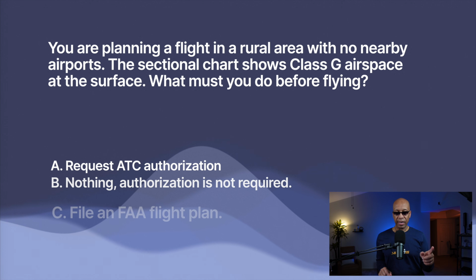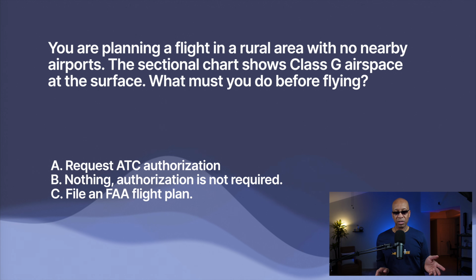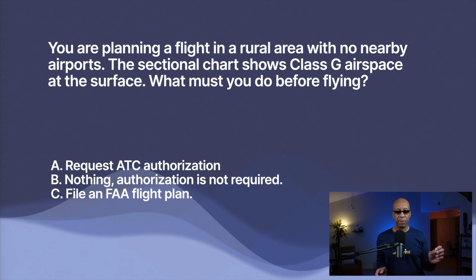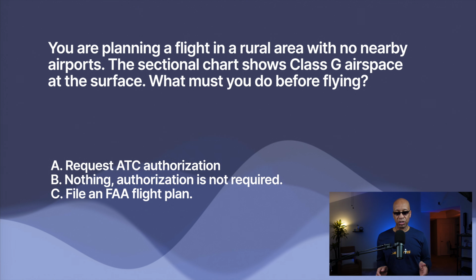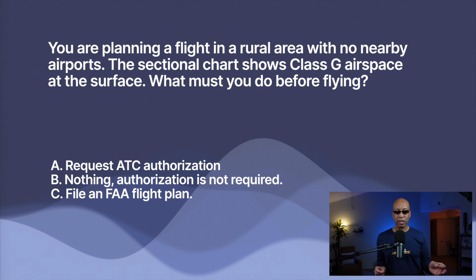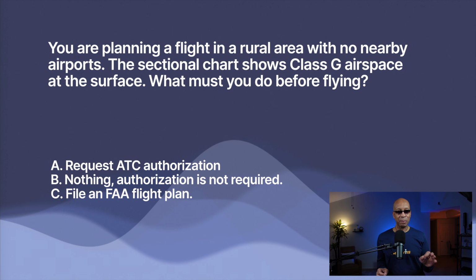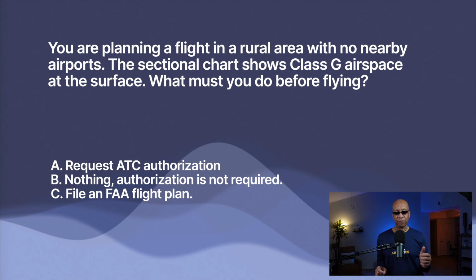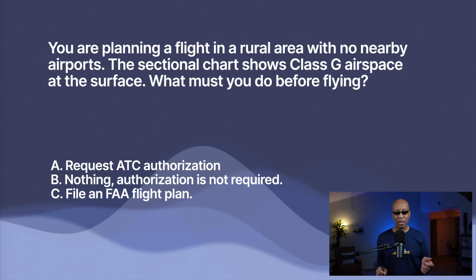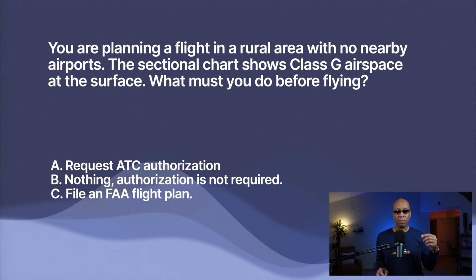A, request ATC authorization. You don't need ATC authorization because it's Class G airspace, so that's not going to be the correct answer. B, nothing. Authorization is not required. That seems to be the correct answer, don't you think? And C, file a flight plan. Now, you would not believe how many people will answer C, file a flight plan, as the correct answer. And it's simply because the FAA is giving you an answer that you think you must comply with.